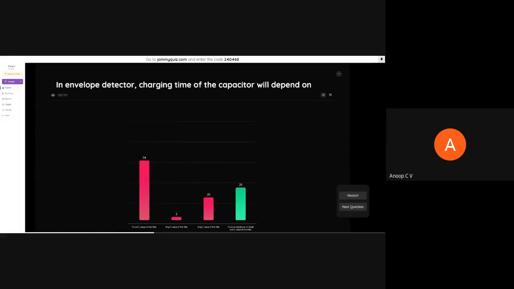And what should be the charging time? The charging time should be very less compared to the time period of the carrier, not frequency, so that it charges fast, right?